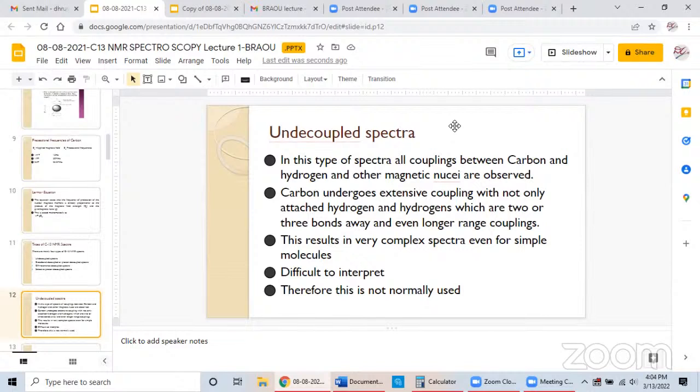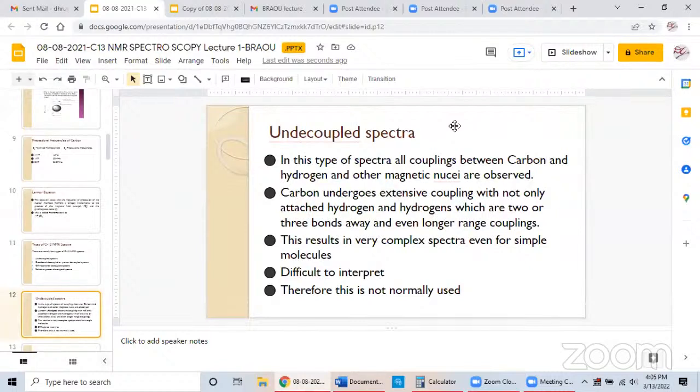Another disadvantage with carbon. Actually, it is an advantage also in specific cases, but a disadvantage while recording. Why? Because carbon undergoes coupling with other magnetic nuclei. What are the other magnetic nuclei that may be present in the molecule? Hydrogen definitely may be present. Other carbon-13s, and fluorine, P31, etc.